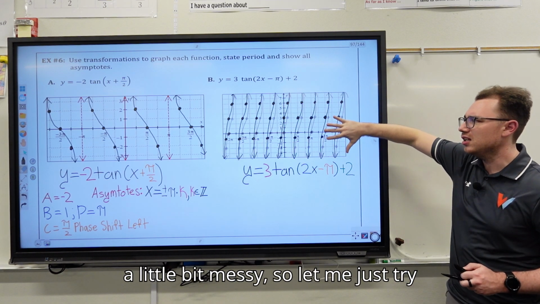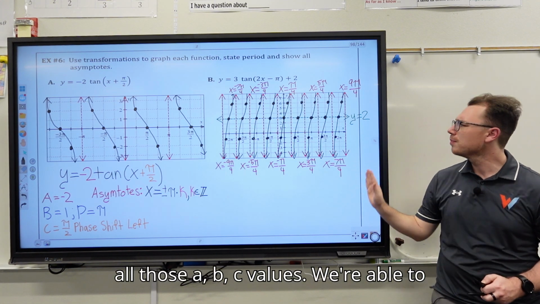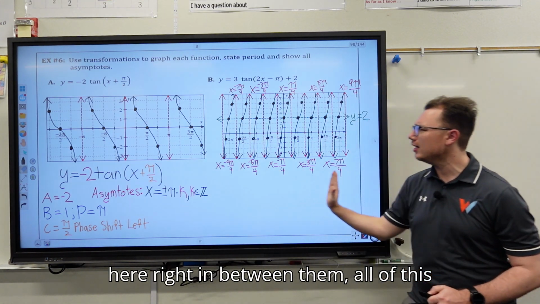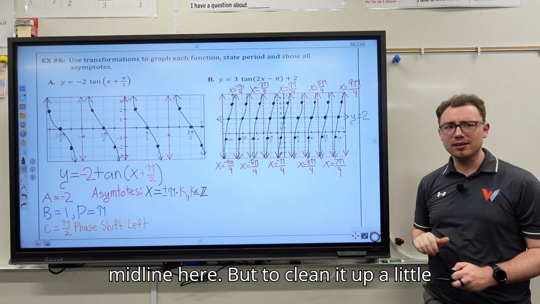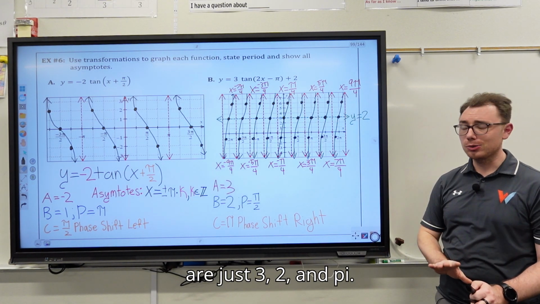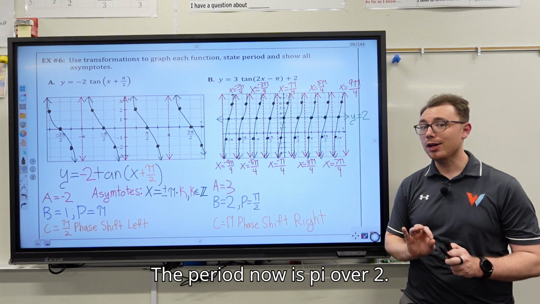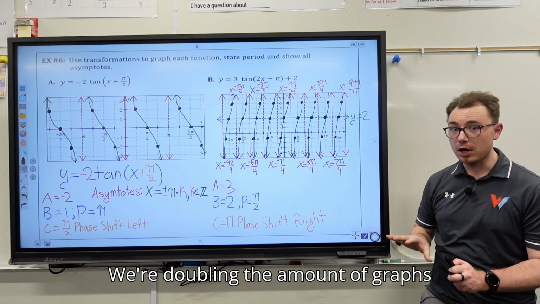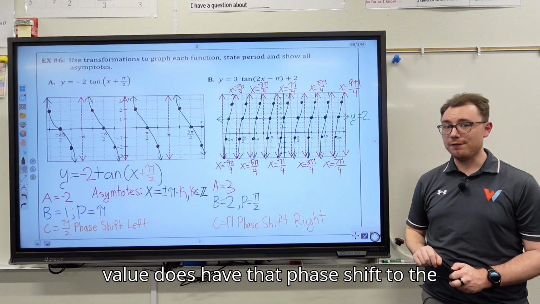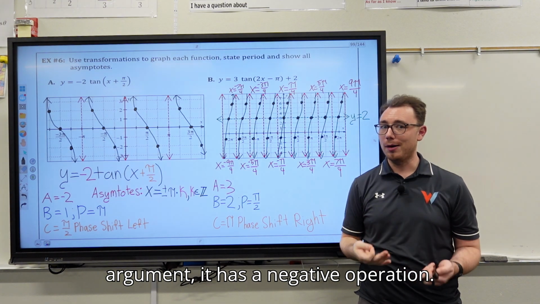Now this looks a little bit messy, so let me just try and recreate it here while we're stating all of those a, b, c values. We're able to identify all of these intercepts here right in between them, all of this midline here. But to clean it up a little bit, the values a, b, and c are just 3, 2, and pi. The period now is pi over 2. We're doubling the amount of graphs inside of this plotted area. That c value does have that phase shift to the right-hand side because inside the argument, it has a negative operation.